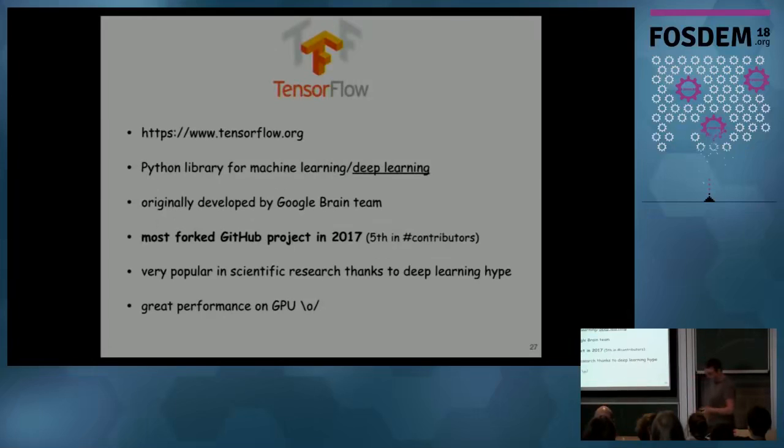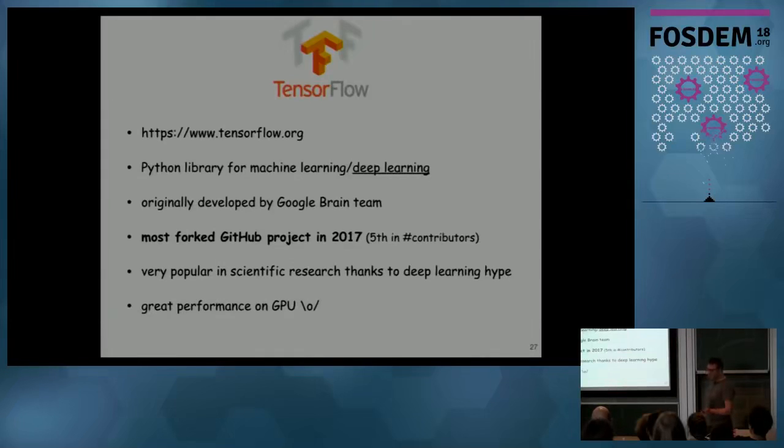So TensorFlow is actually what triggered me to give this talk, because they combine a lot of these techniques together for TensorFlow. TensorFlow is a deep learning application. It's a very big thing in science right now. It's a hype, because deep learning is actually very cool. It can do very cool stuff, developed by Google. It was the most forked GitHub project last year, and number 5 in terms of contributors. That's very impressive. It runs very well on the GPU as well, so NVIDIA is very happy with that.